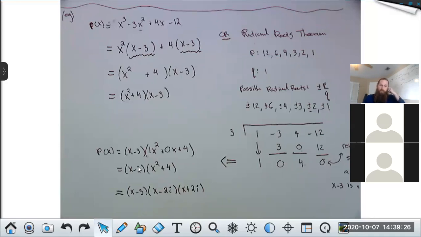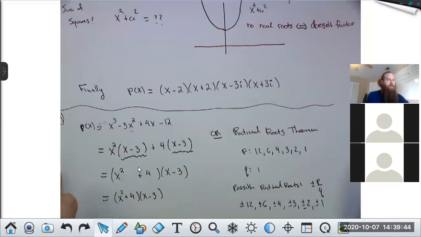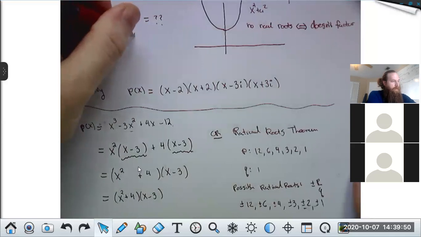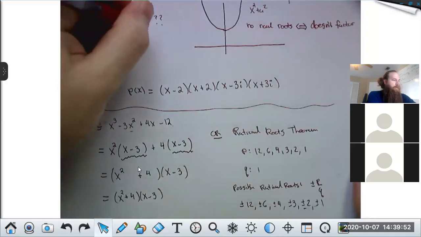The formula for the sum of the squares is the thing that you think you're seeing in these last few problems. X squared plus 4 factors as x minus 2i times x plus 2i. X squared plus 9 factors as x minus 3i times x plus 3i. X squared plus a squared in general factors as x minus ai times x plus ai.